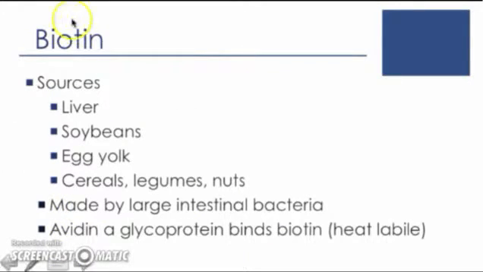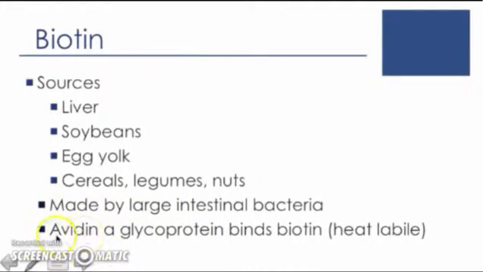We see food sources of biotin. Food sources that will be high in biotin include liver, soybeans, egg yolk, cereals, legumes, and nuts. We also see that biotin is made by bacteria in the large intestine. We also see, in terms of the bioavailability of biotin, implications of this glycoprotein called avidin.